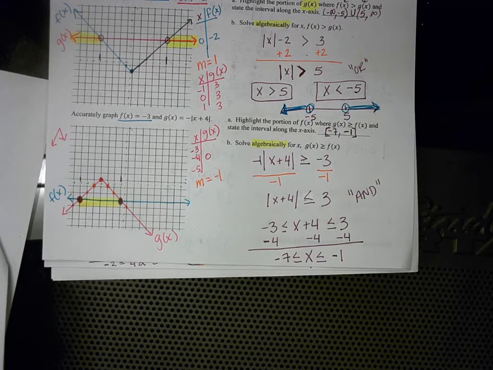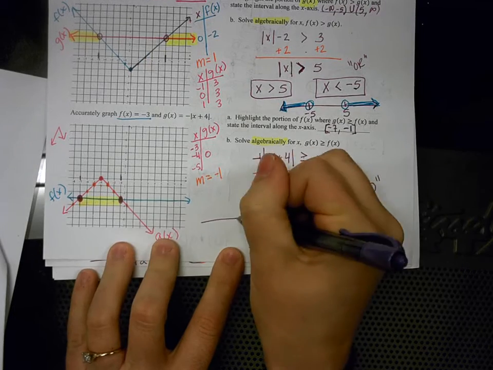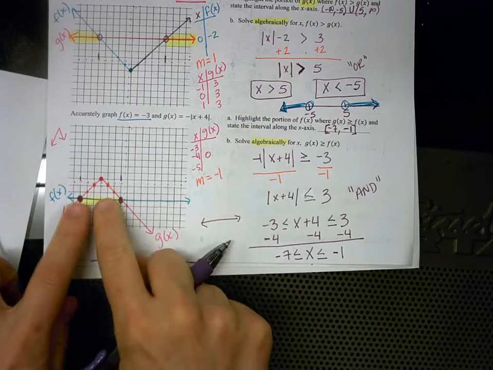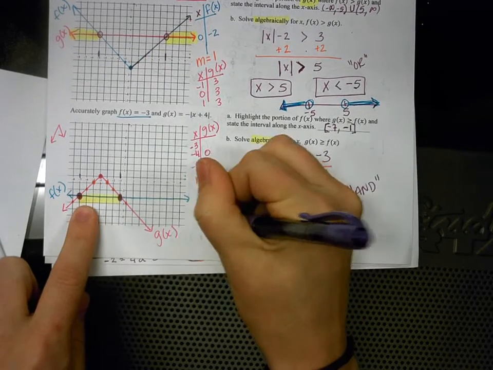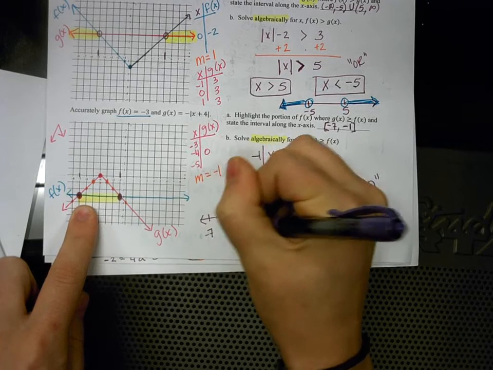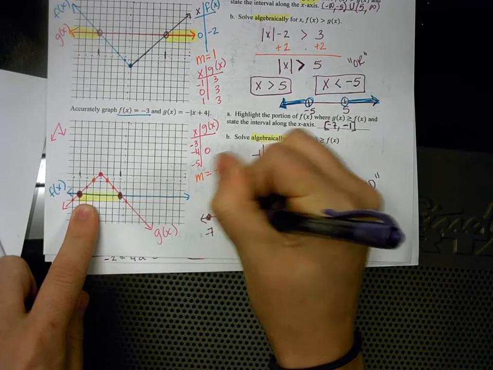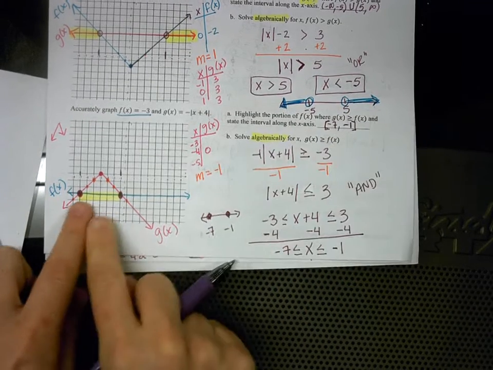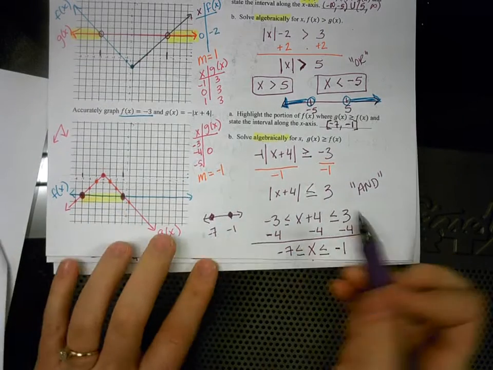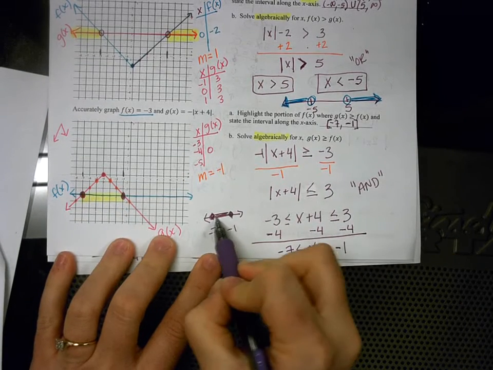So we know that if this was just on a horizontal line, it should look a lot like this, where we're between negative 7 and negative 1. I have closed points, and my highlighted portion is outside or inside? Inside. Good.